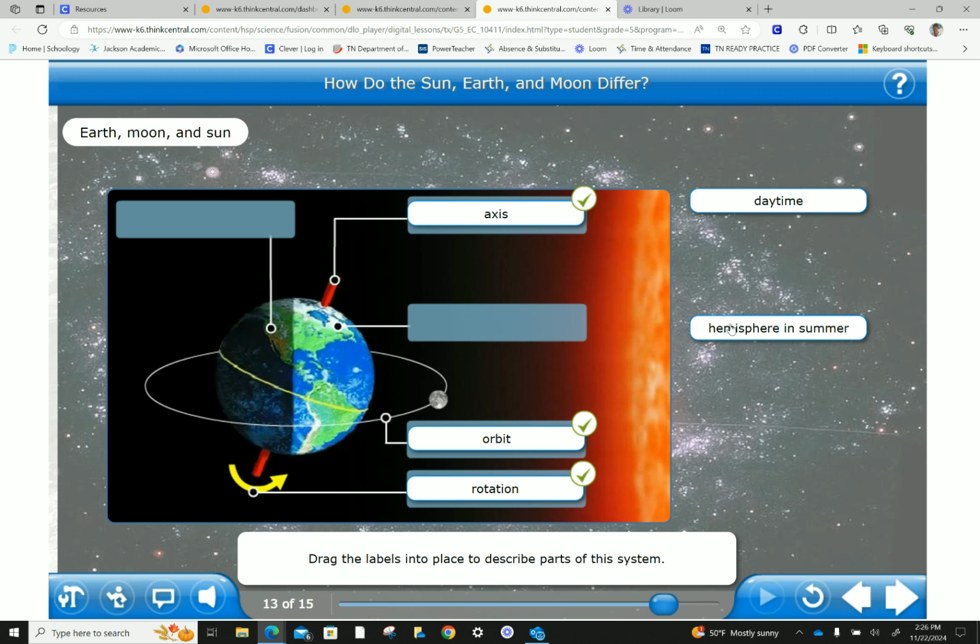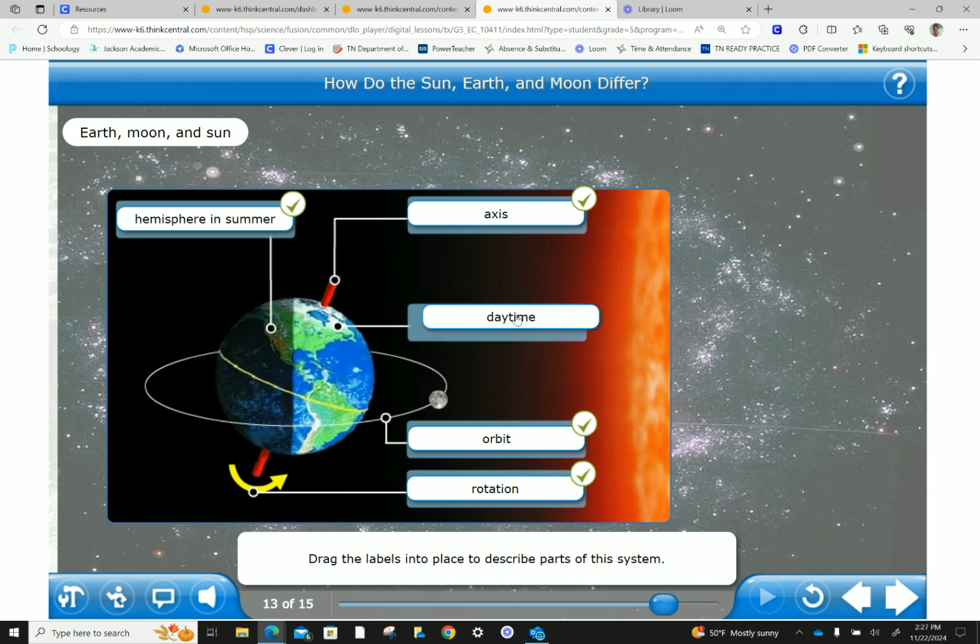Now these next ones get a little bit harder to figure out because we're talking about daytime and we're talking about hemisphere in the summer. So this gets really confusing. All right. So here is the sun over here. Okay. So the hemisphere in the sun is North America here, and then we're showing the daytime. That's right. Here.